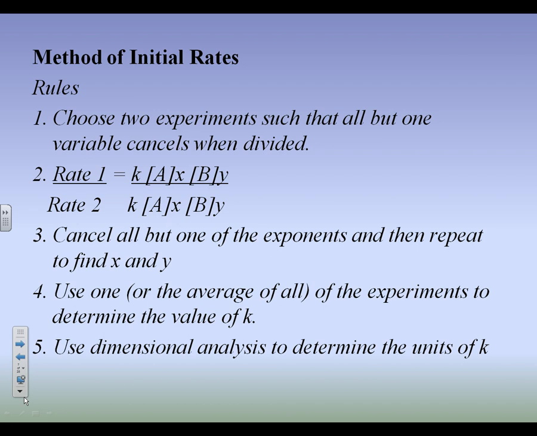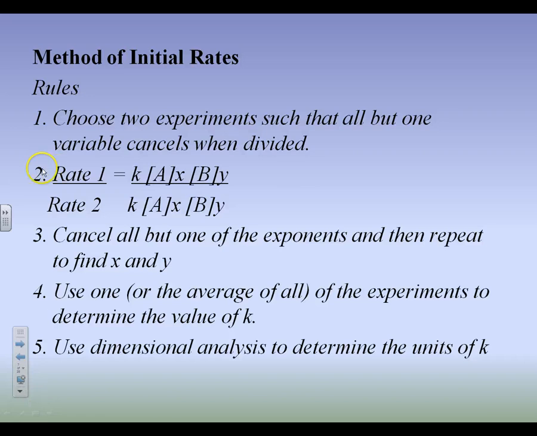Alright, the method of initial rates. How do we then go ahead and calculate the rate? How do we get that number of what the rate would actually look like? So the method that we use, you're going to pick 2 experiments, because remember this can only be determined experimentally, such that all but one of the variables cancel out when divided. So I'll show you that as we go through an example.